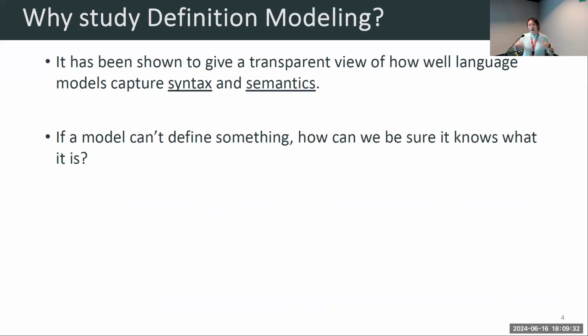And why would we want to study this task? Well, it has been shown that it helps give a transparent view of how well language models capture syntax and semantics. It's an intuitive way of understanding what the language models know. Because if a model cannot define something, how can we expect that it knows what it is? So how can I ask a model to teach me how to make a cake if it does not know what a cake is? That's the idea.